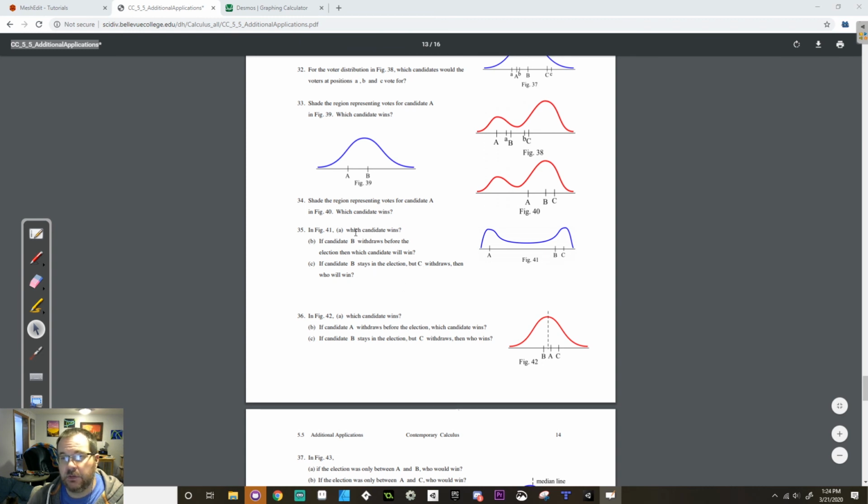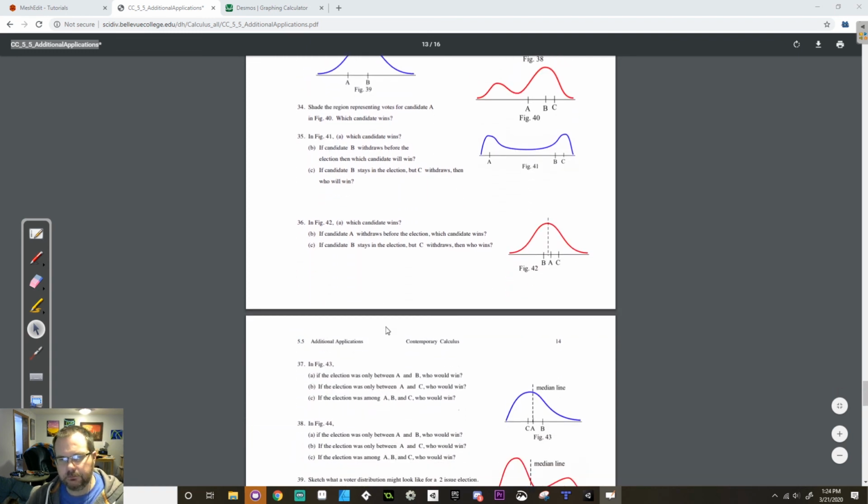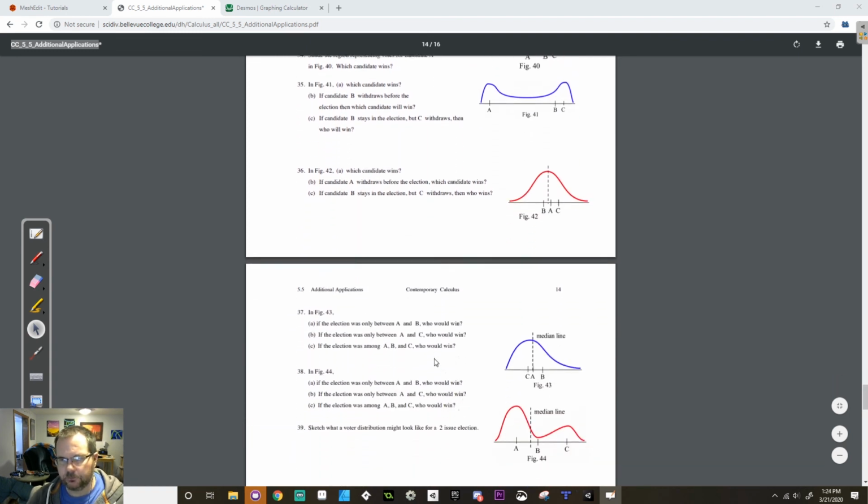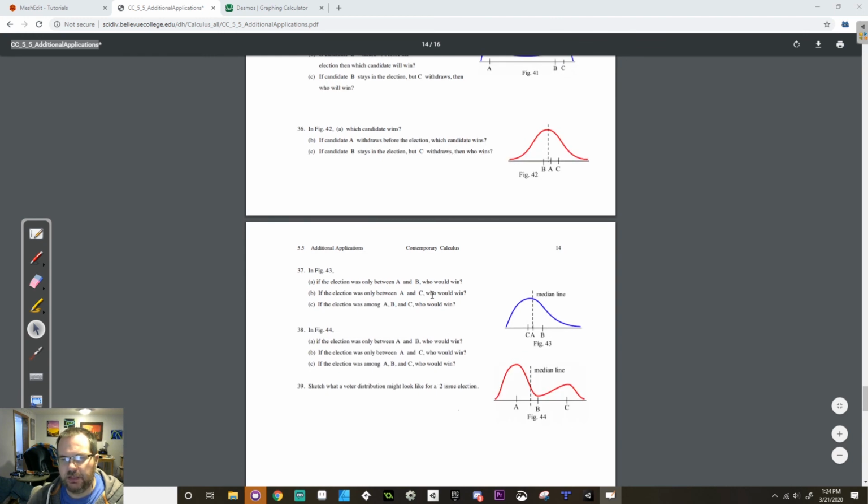It can be okay for you to say that it would be a very close race or too close to call for one of these three. Hint, hint. 37. If the election was only between A and B, who would win? If the election was between A and C, who would win? And then if the election was among A, B, and C, who would win?